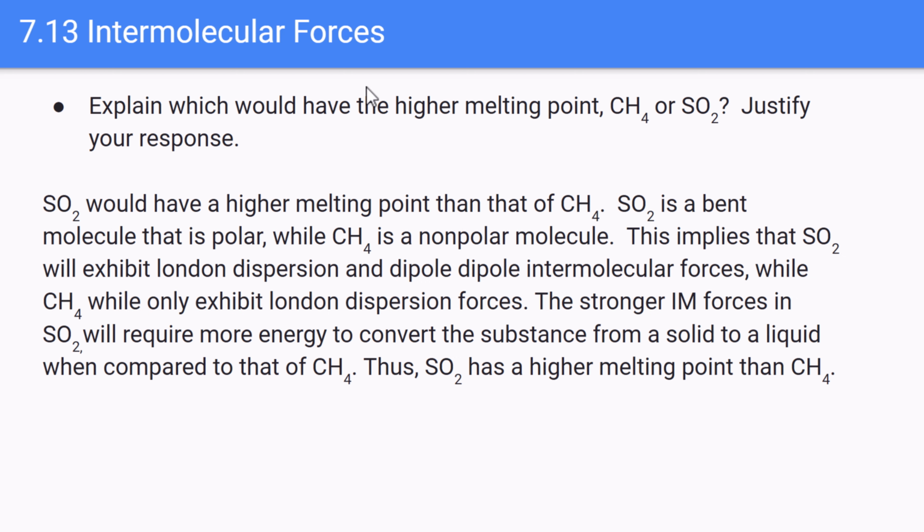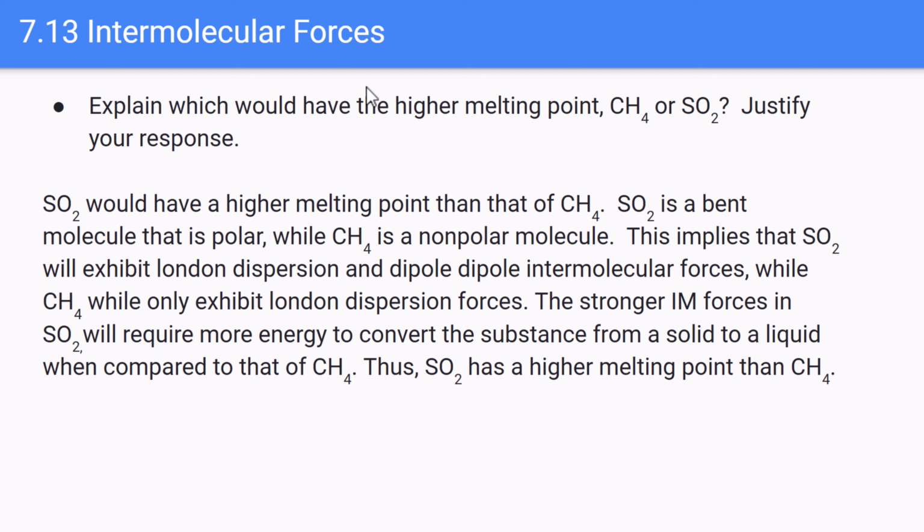SO2 would have a higher melting point than that of CH4. SO2 is a bent molecule that is polar, while CH4 is a nonpolar molecule. This implies that SO2 will exhibit London dispersion and dipole-dipole intermolecular forces, while CH4 will only exhibit London dispersion forces. The stronger IM forces in SO2 will require more energy to convert the substance from a solid to a liquid when compared to that of CH4. Thus, SO2 has a higher melting point than CH4. So, again, same thing, provided my claim.